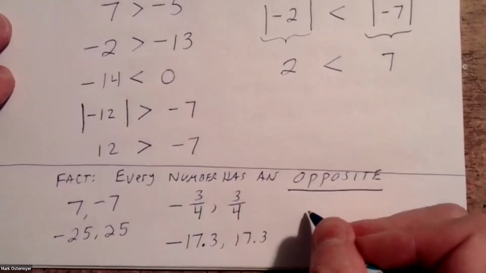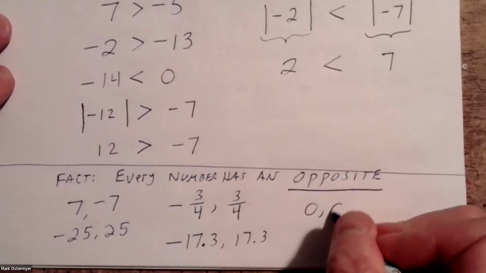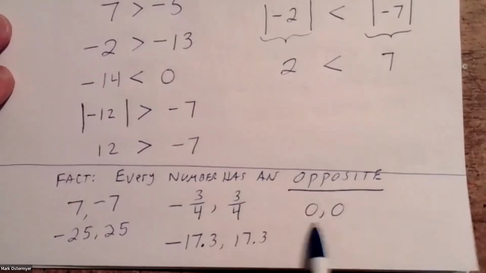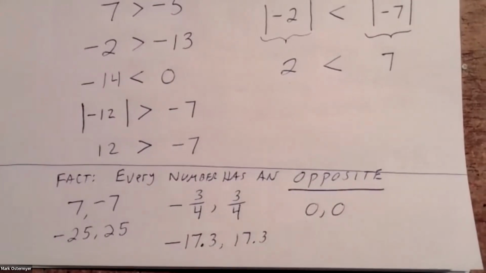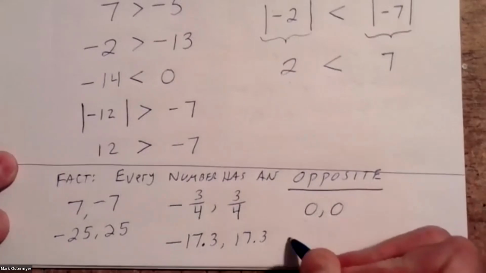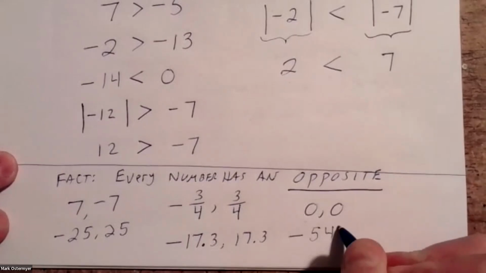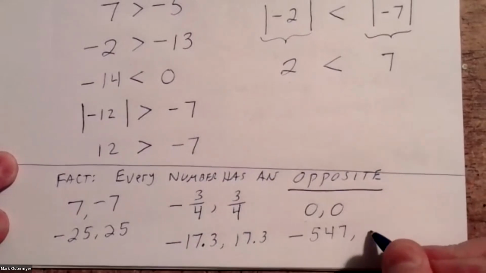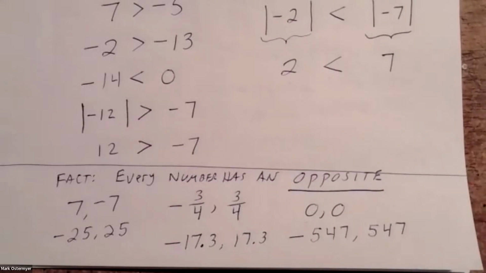0 is a funny number. 0 is its own opposite. The opposite of 0 is 0. By the way, ladies and gentlemen, 0 is neither positive nor negative. Isn't that weird? 0 is just 0. So 0 is the strangest number on the number line. It is its own opposite. So what's the opposite of -547? Positive 547. That's the opposite.